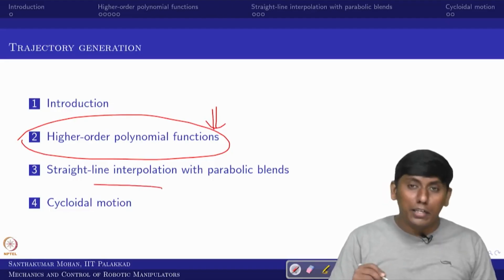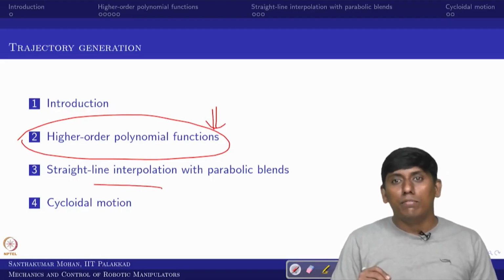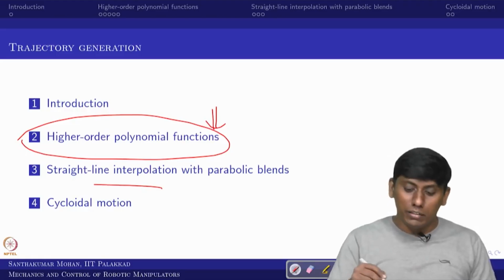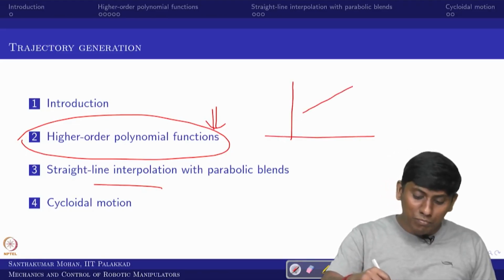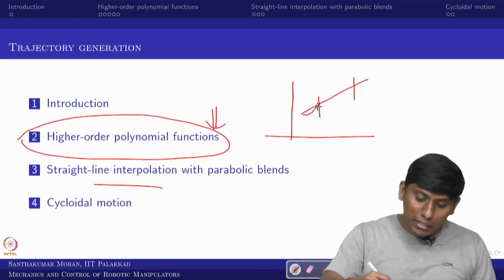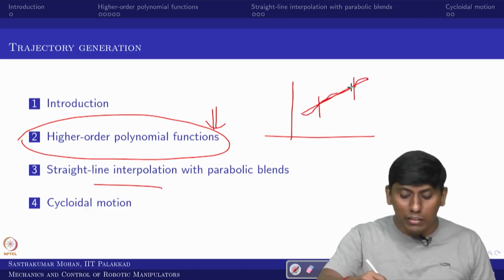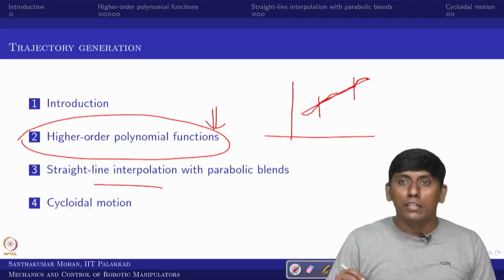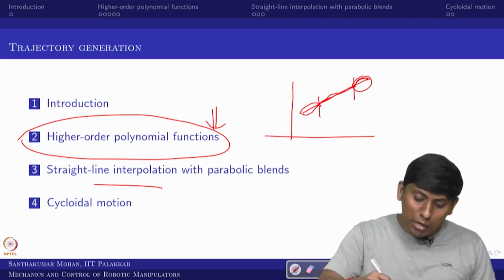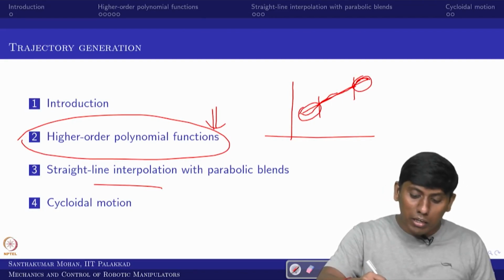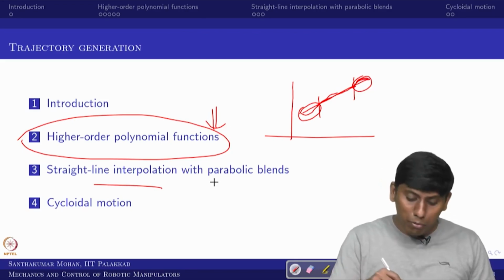Then even the straight line interpolation can be modified with some kind of parabolic blend. You have a straight line, and I break this straight line into certain parts and make it smooth, a curved kind of thing. So, these two segments would be parabolic. That is what we are trying to do as a parabolic blend.